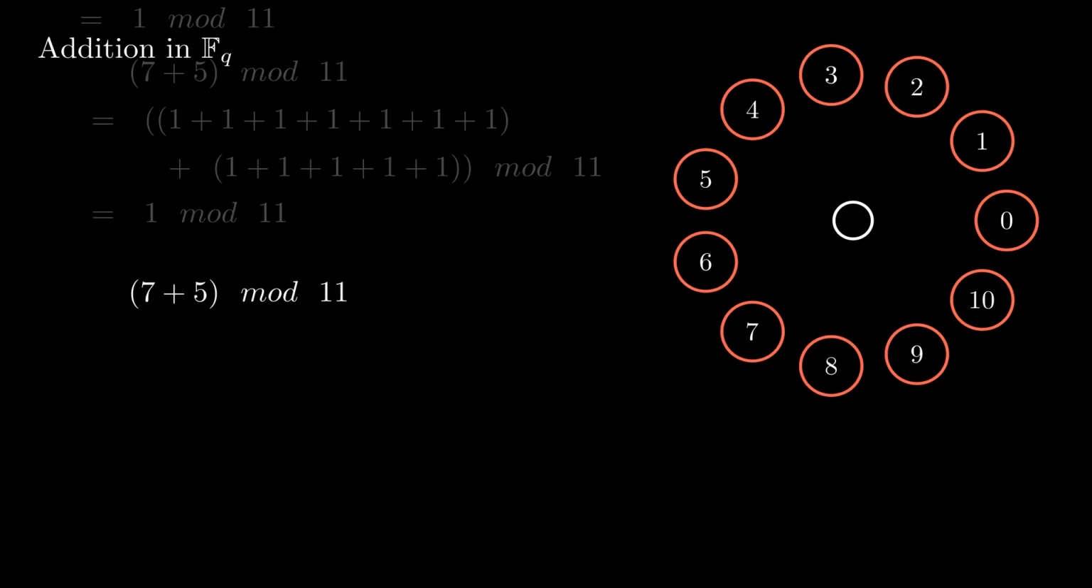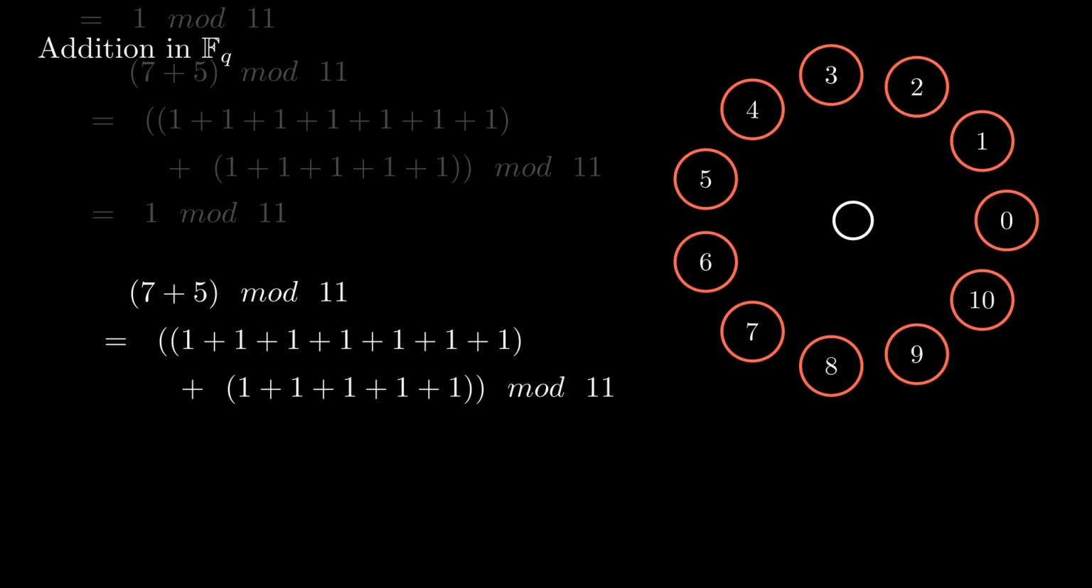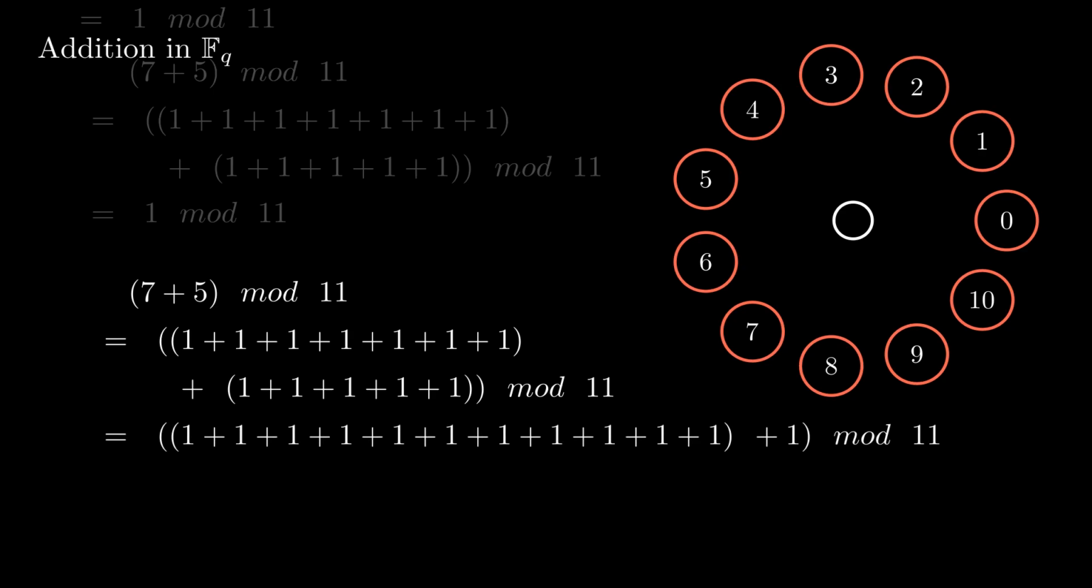Let's redo the calculation using another approach, and I promise you this is the last time. Let's rewrite 5 and 7 as 1s, but this time let's group up every 11 ones. Why? Because 11 is the size of our finite field, and if we rotate 11 times, we get back to the same number. After removing packs of 11, we will add the remaining 1 to it, meaning we will rotate counterclockwise once. There we land again on, surprise, surprise, 1.